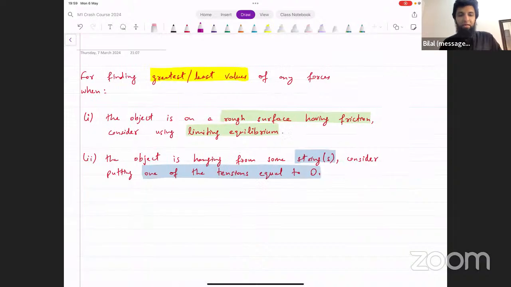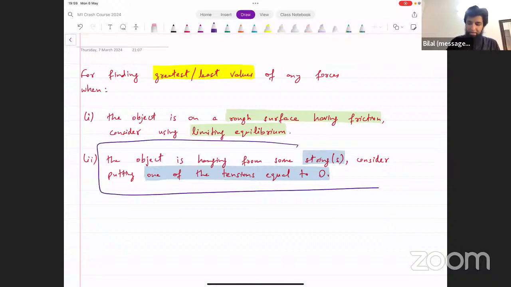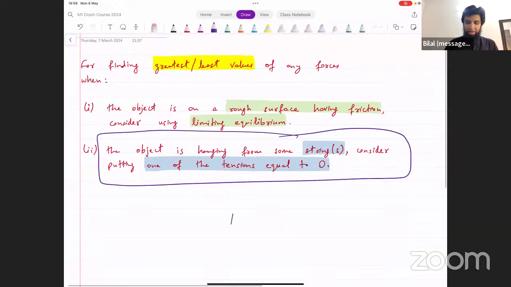This is one case. Another case is when you have a particle hanging from a string. Okay, you must have seen questions like that in 2021 papers. When an object is hanging from a string, in that case, when you have to find the greatest or least value of something, what you do is you put one of the tension values equal to 0.